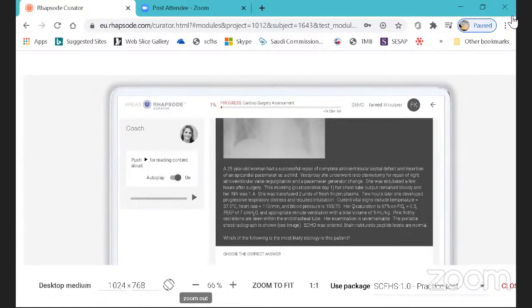Pink frothy secretions are seen within the endotracheal tube. Her examination is unremarkable. The portable chest radiograph is shown in the image, and the echo was ordered. BNP levels are normal. Which of the following is the most likely etiology?